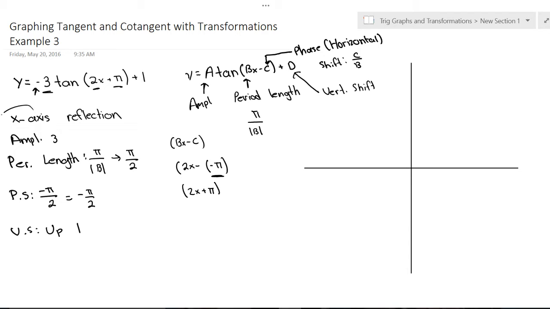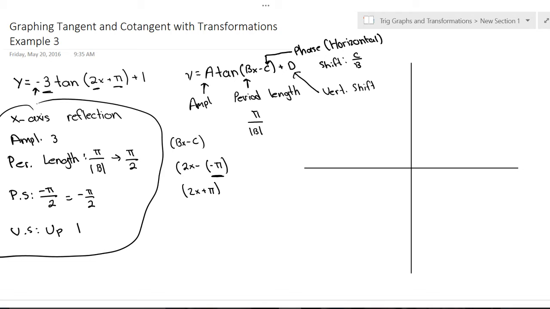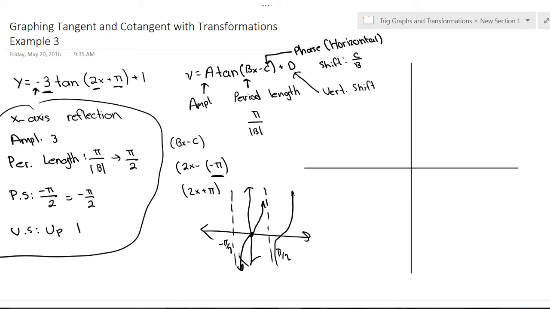So this is a lot of stuff right here, and we need to make sure we keep track of it all. Let's take a normal tangent and imagine all these changes. Normally in tangent we've got an asymptote at pi over 2 and negative pi over 2. It normally goes through the origin and travels upwards, then the next asymptote is at 3 pi over 2, and it does the same thing again and again.